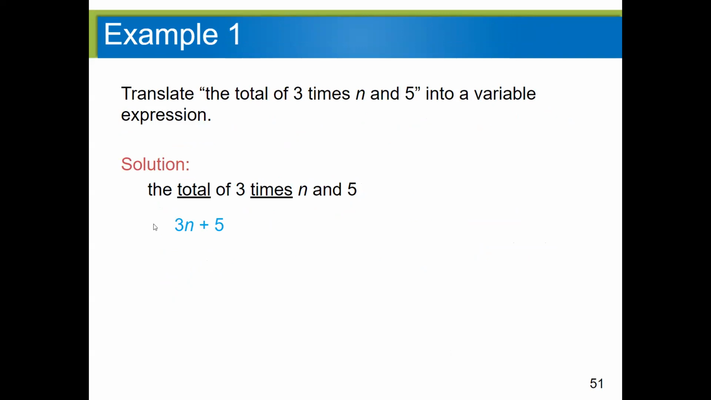Here's another example, the total of 3 times n and 5. Total is addition. Let me go spotlight here. Total is addition. What is being added? Well, you got 3 and n and a 5. How do those relate to each other? 3 times n tells you how 3 and n relate to each other. It's multiplication. That leaves a 5 out here without a word next to it describing the mathematical concept.